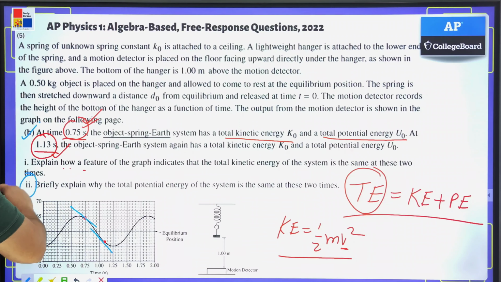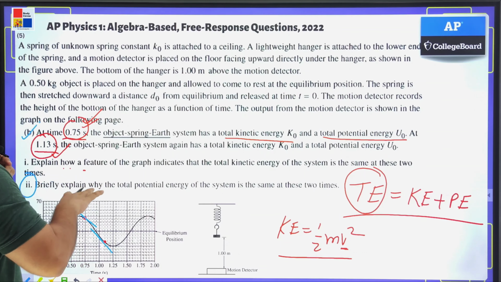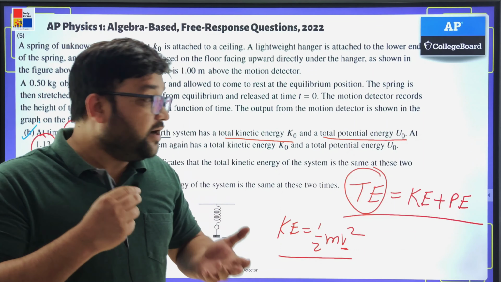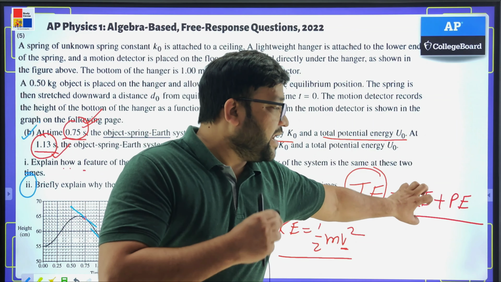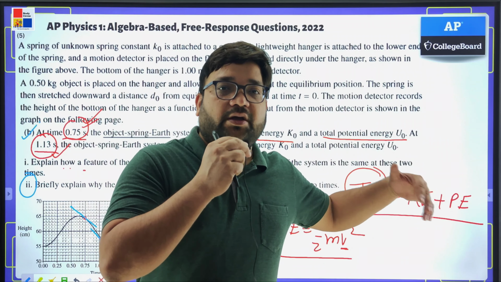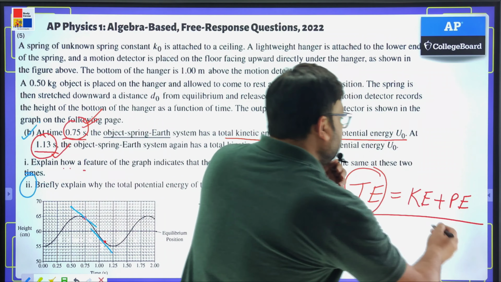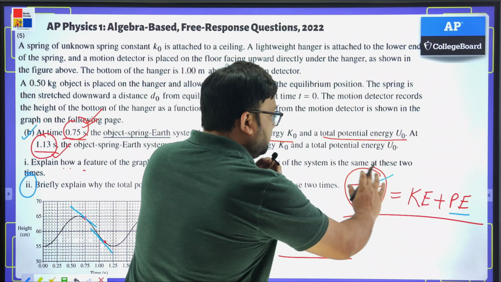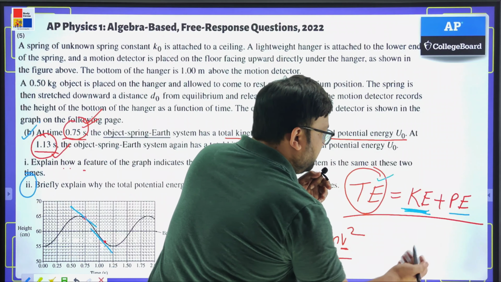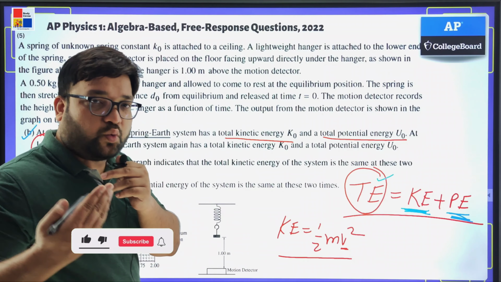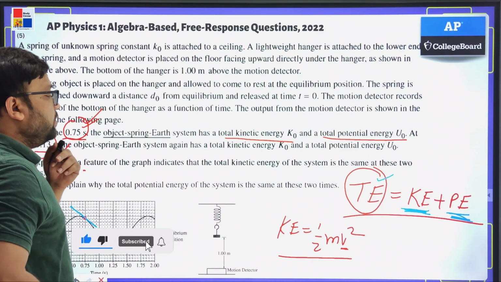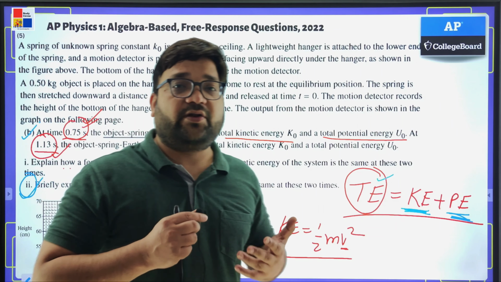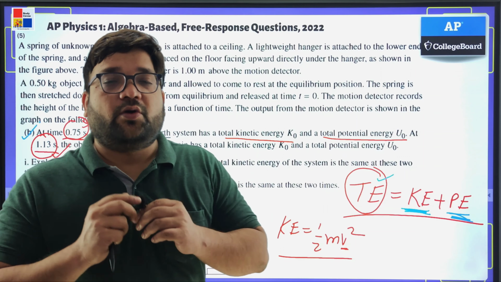Now coming to the second point. Second question: briefly explain why the total potential energy of the system is the same. It is evident from this. The kinetic energy at two different instants is the same. The potential energy has to be the same. Why? Because their sum is fixed. If this component is the same, the other component has to be the same as well, right? So that explains part 2. This explanation given here is sufficient to explain this question. Okay, thank you.